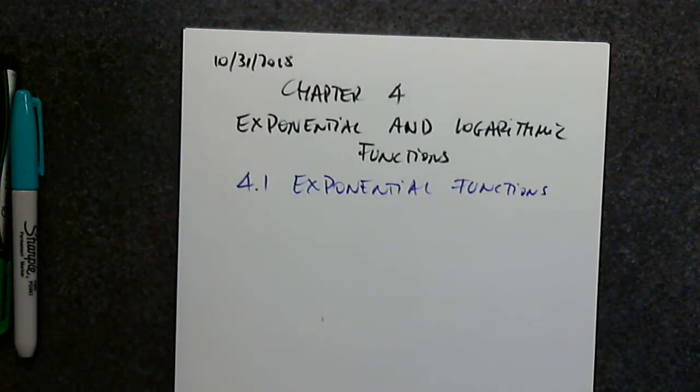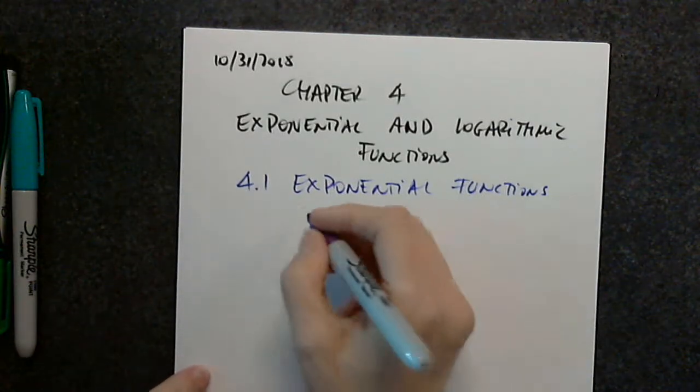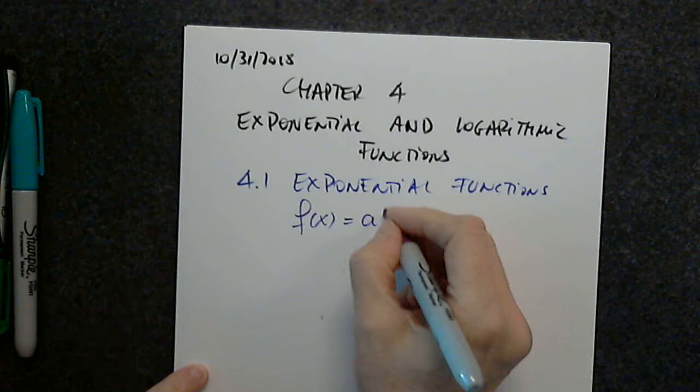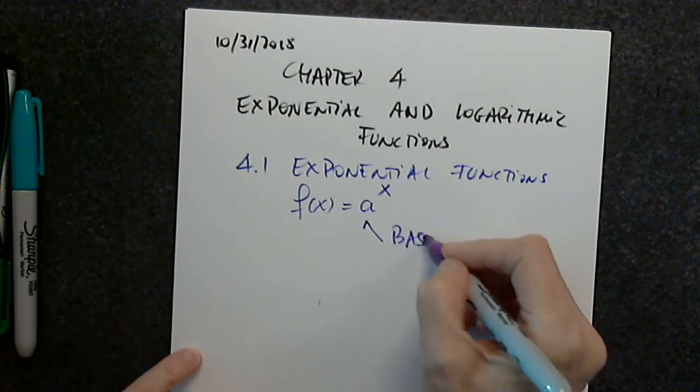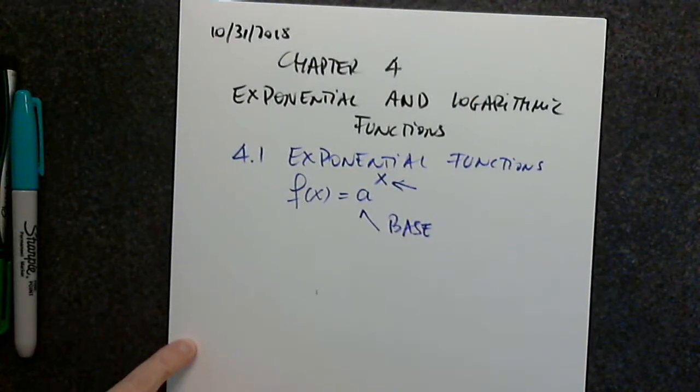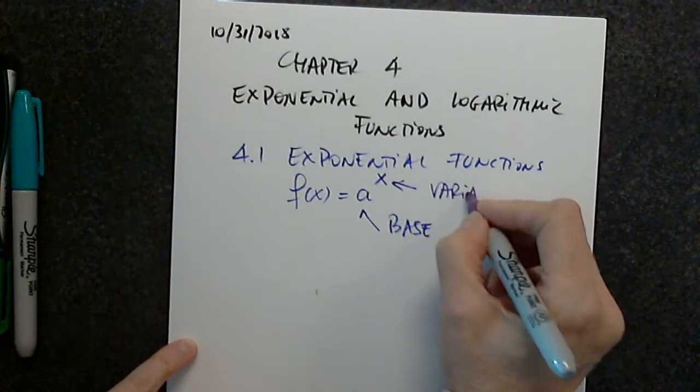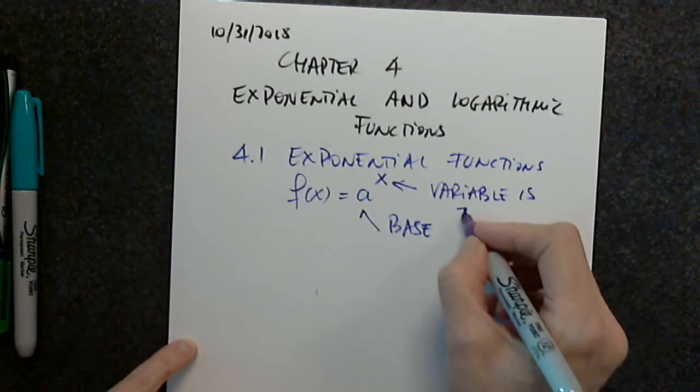What do you think a function would be called exponential? Just a wild guess. The whole thing has a power. Yes, the exponent is the variable. That's why this is called exponential. So here's how it looks. F of x equals a raised to x, where a is the base and the variable is the exponent.